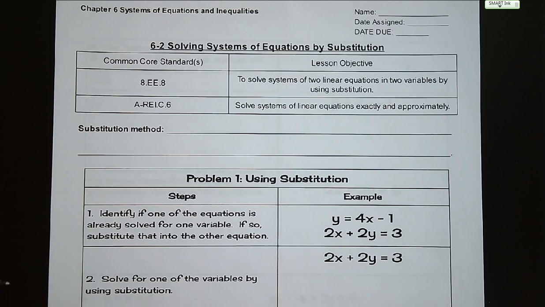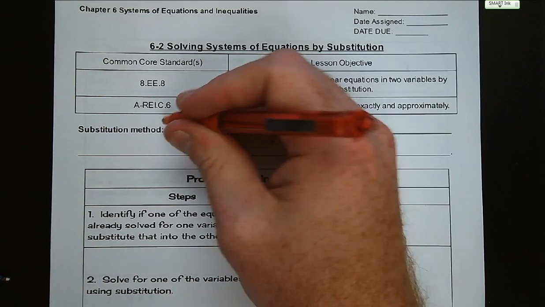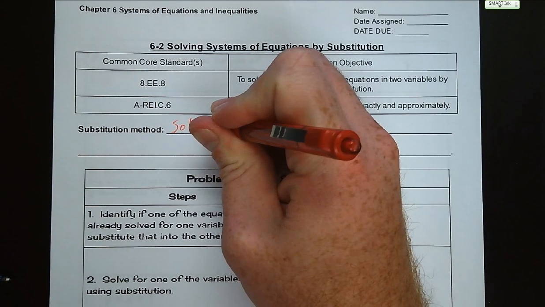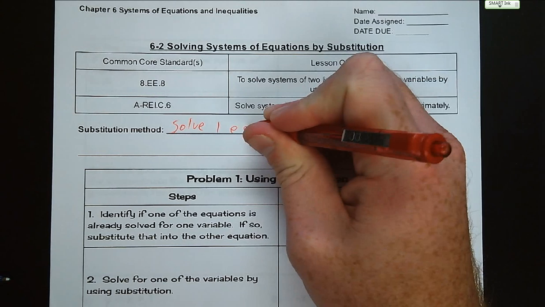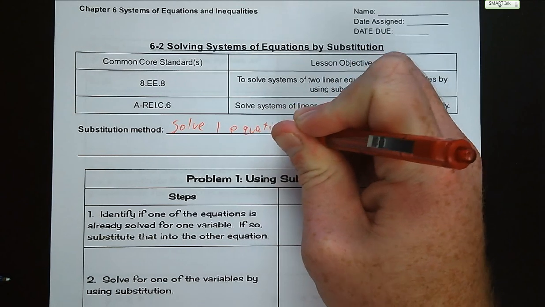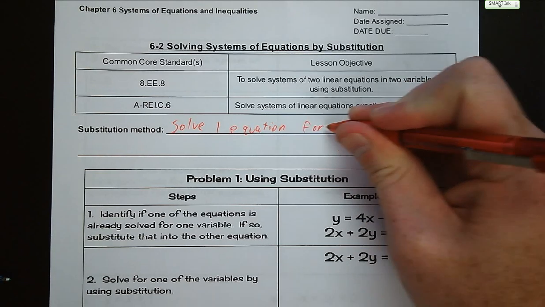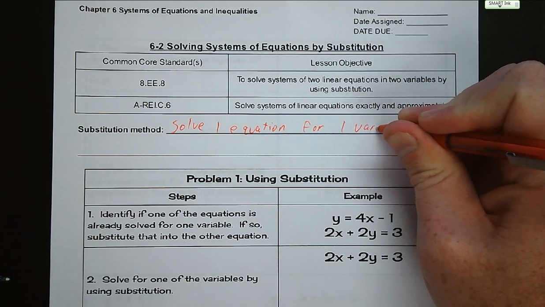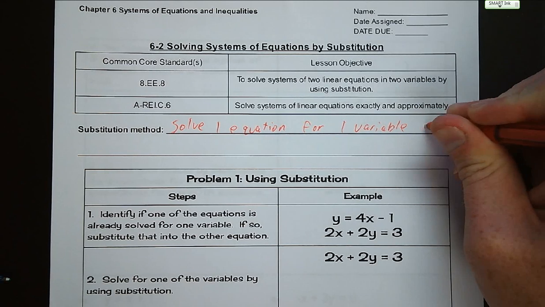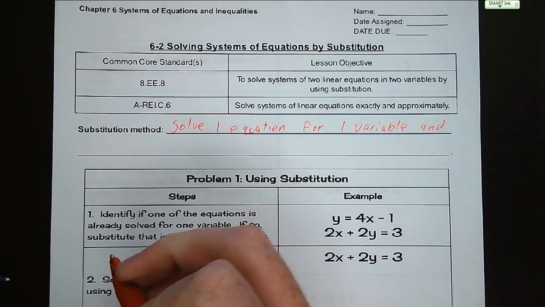Our objective for today is that we are going to be able to solve a system of two linear equations in two variables by using substitution. So, substitution method, what we need to do is solve one equation for one of the variables and substitute it into the other equation.